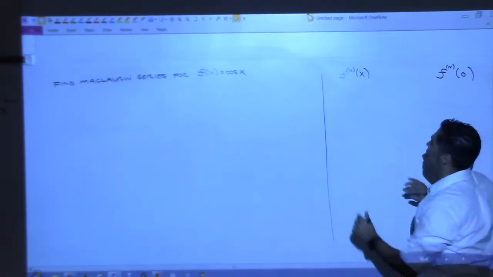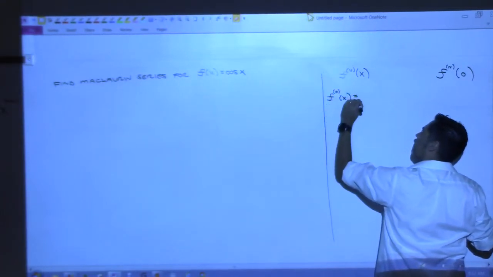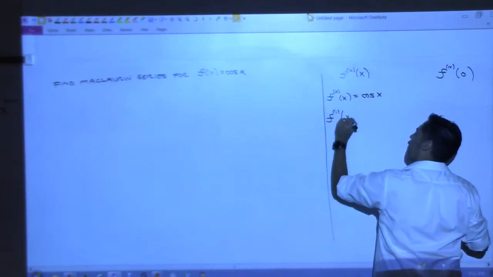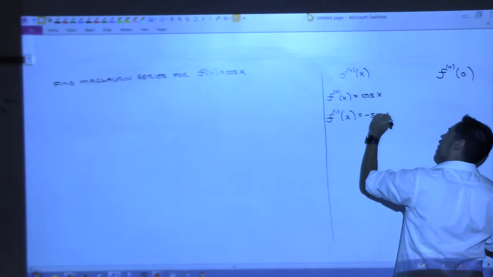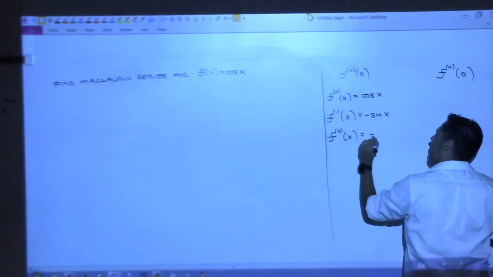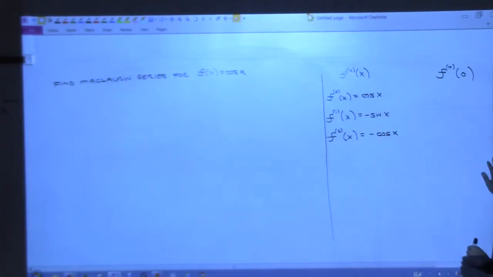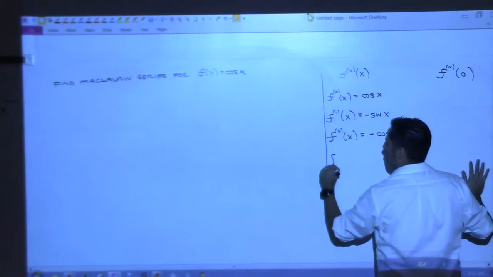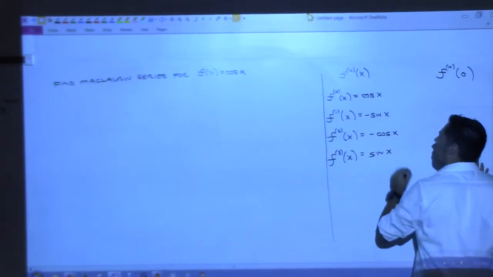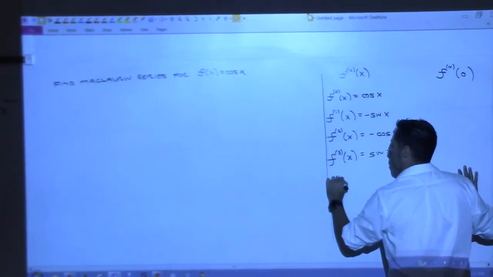So first, the derivatives. What's the 0th derivative of cosine? Cosine, right? What's the first derivative of cosine? Negative sine, right? Second derivative of cosine. Negative cosine x? Third derivative of cosine. Sine x. And now when we get to the fourth derivative, we're going to be back where we started.